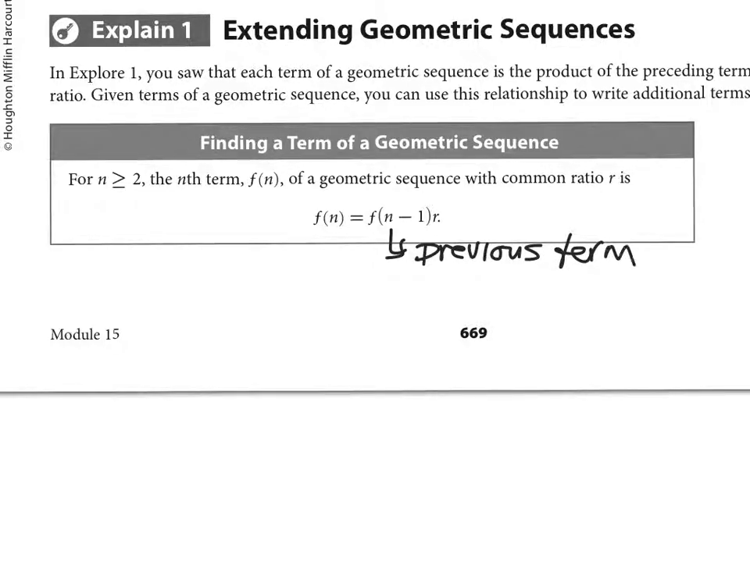So when it was an arithmetic sequence, or linear, that meant we were adding or subtracting the same amount every time. So it was our slope. Here in geometric, we have this common ratio, r. It's what we're multiplying by. So how do we get that?